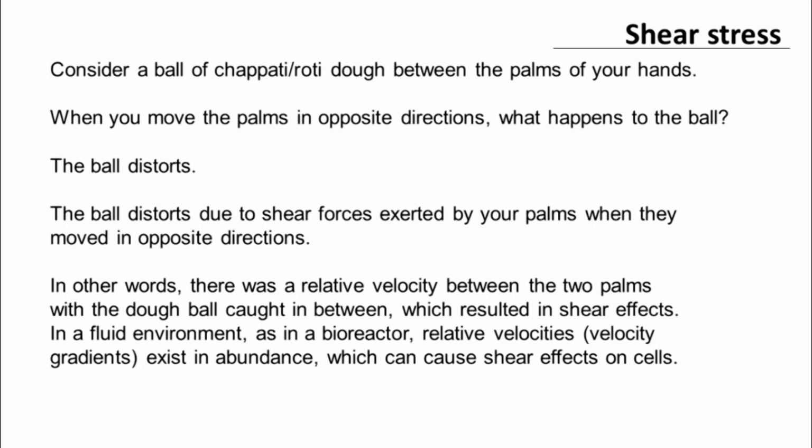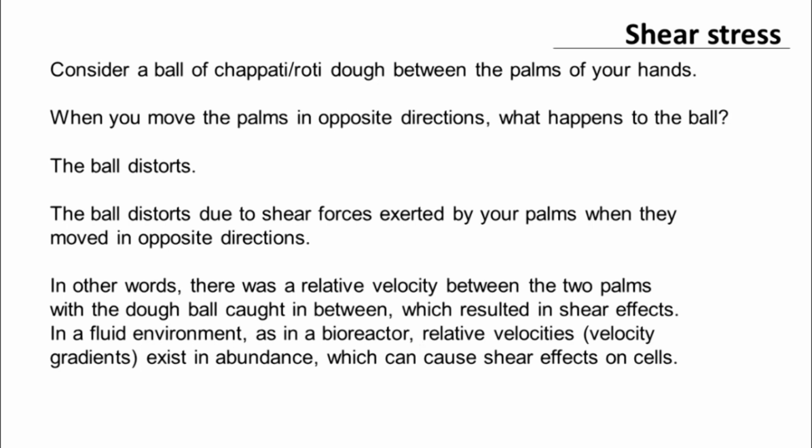In a fluid environment, such as in a bioreactor, relative velocities or velocity gradients exist in abundance. Velocity gradients mean the difference in velocity over a certain distance. It is the derivative of the velocity with respect to distance, dv/dx, dv/dy, and so on. As long as there are velocity gradients, there is going to be shear stress, and the cells are going to experience shear stress. So shear stress is a given in a bioreactor fluid environment, where there are a lot of velocity gradients.